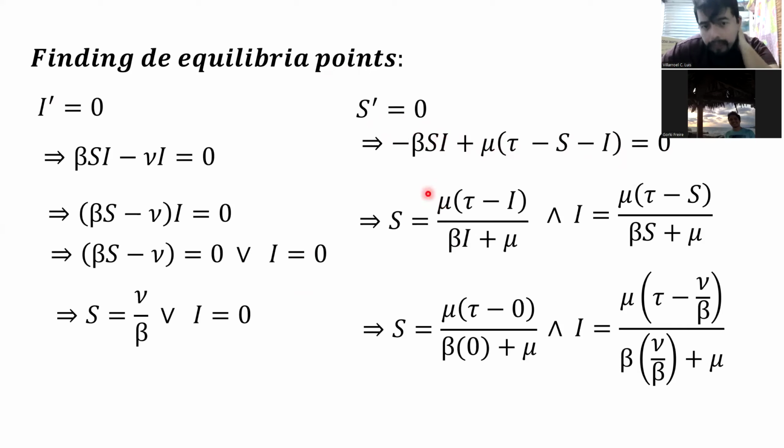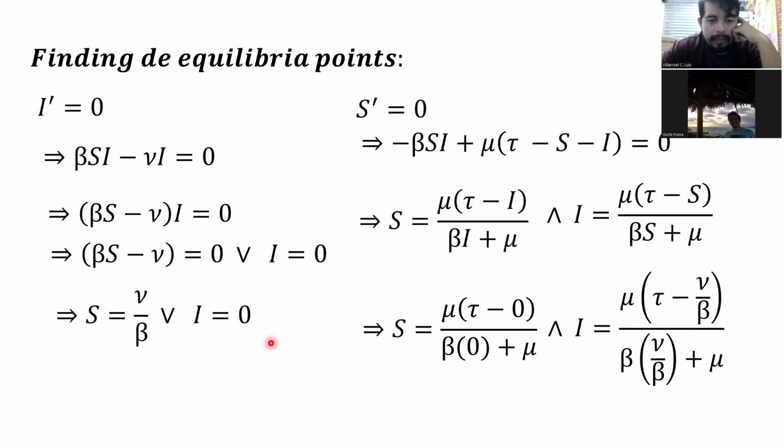So in this case, if we resolve for S, we are going to have that S is mu times tau minus I over beta I plus mu, of course, while beta I plus mu is different from 0. On the other hand, if we resolve for I, we are going to have that I is equal to mu times tau minus S over beta S plus mu. And we are going to consider the results of the last equation, that is to say, I prime is equal to 0 only if S is equal to B over beta or I is 0.